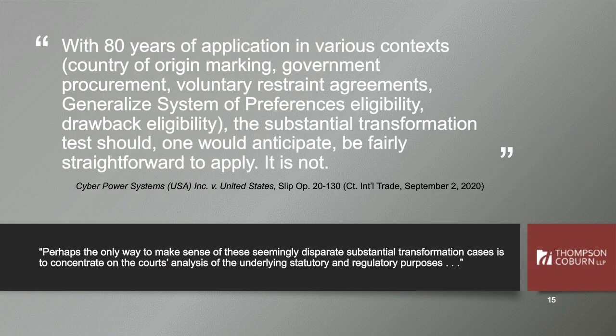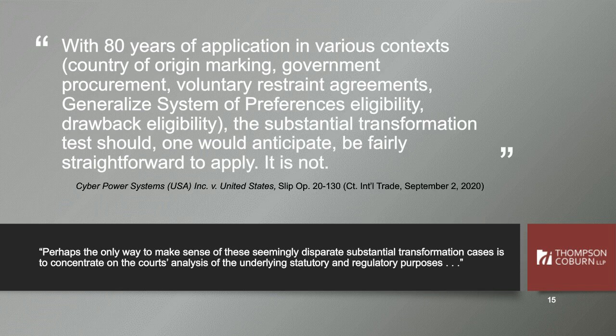So this is a case that was decided just this month, and the case will go on. This is the judge speaking: with 80 years of application in various contexts, country of origin marking, government procurement, voluntary restraint agreements, generalized system of preferences eligibilities, duty drawback, the substantial transformation test should, one would anticipate, be fairly straightforward to apply. It's not. Basically, he's saying, look, the law in this area is a bit of a mess. And we're hoping that by the time we finish this webinar, we will give you some clarity to work your way through this mess.